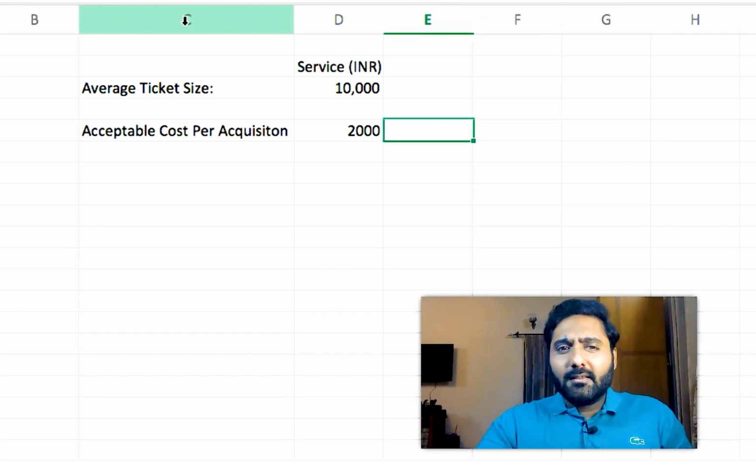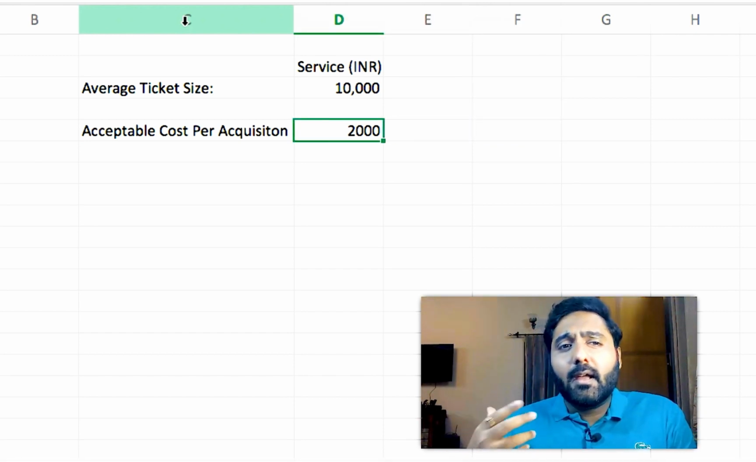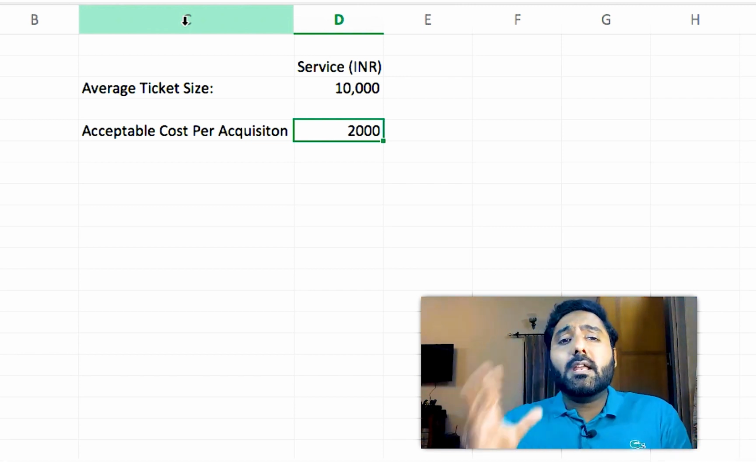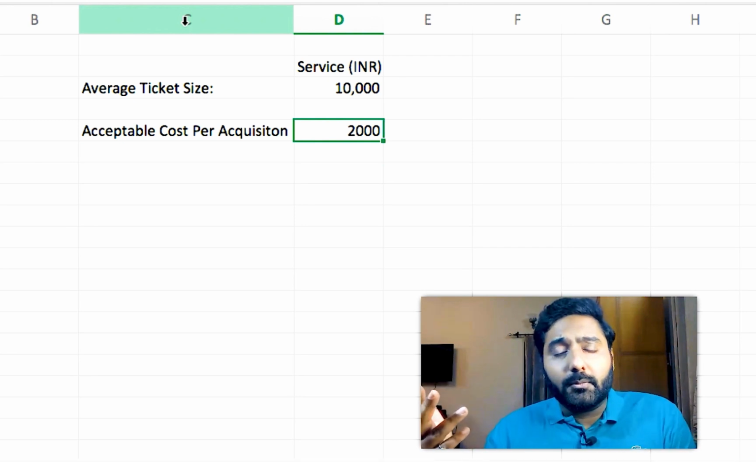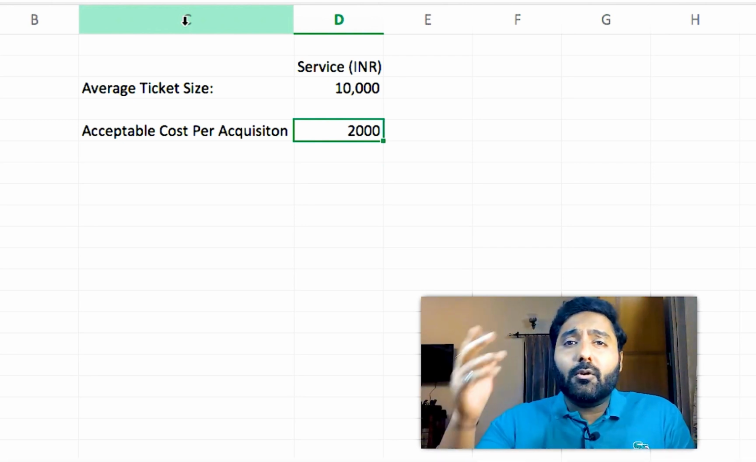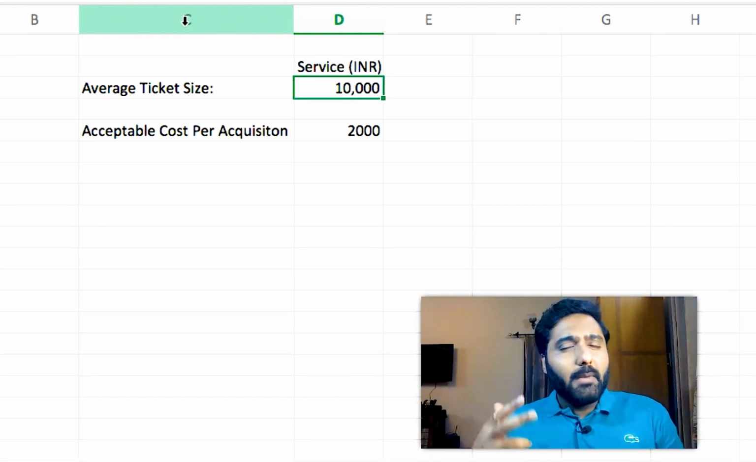Now a lot of businesses, when you ask them what's the acceptable cost per acquisition, how much can you spend to acquire a customer, they would say as low as possible. Somebody might say, I'll spend only 500 rupees to acquire a customer that's worth 10,000 rupees. To them I have a question.